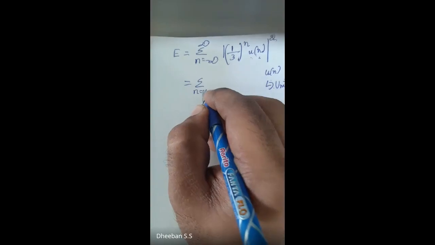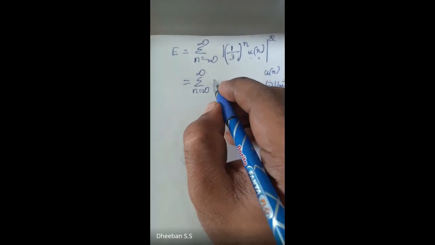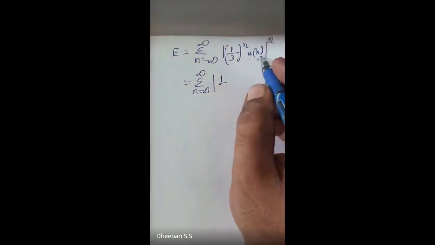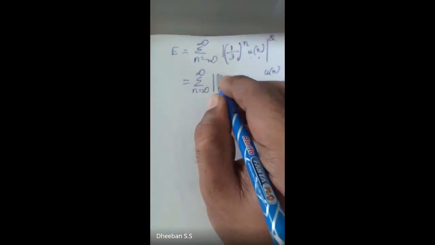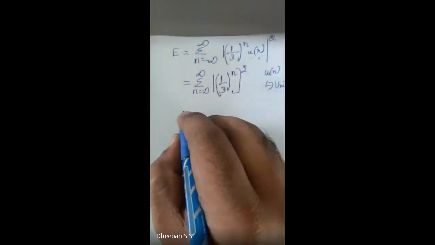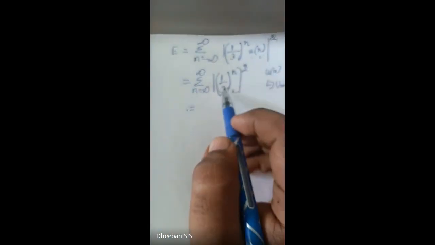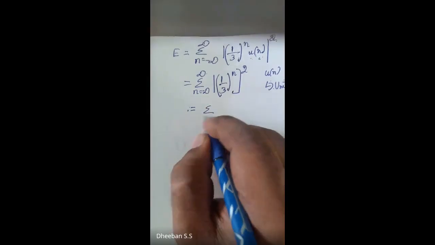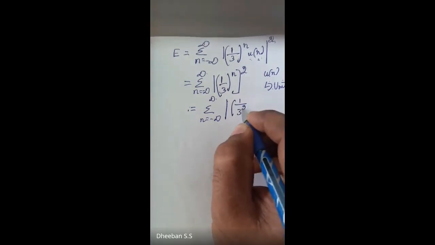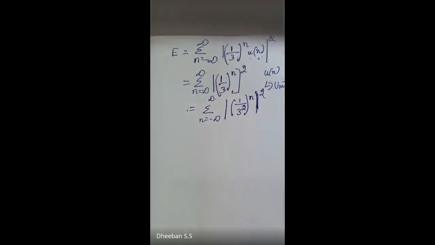Summation from n equal to minus infinity to infinity, so u of n becomes 1. So (1/3) the whole power n, the whole square. Your u of n is 1, so you no need to write it. Next, here is the square, so I can bring it inside. n equal to minus infinity to infinity, bringing it inside, (1/3 squared) the whole power n, modulus of square.